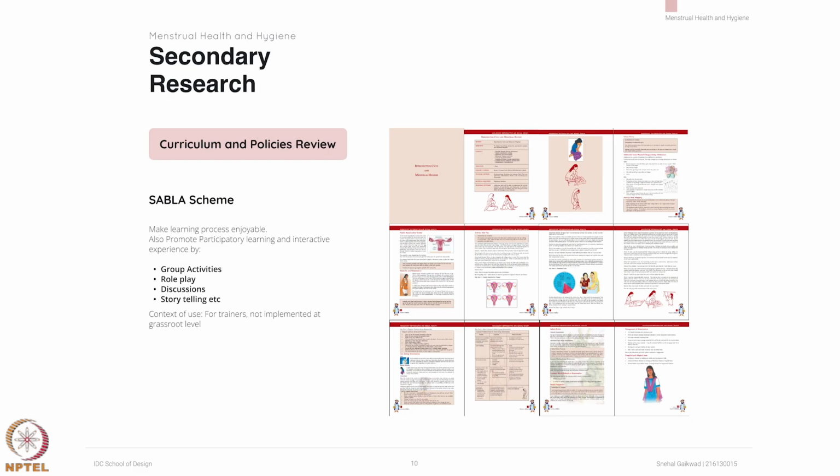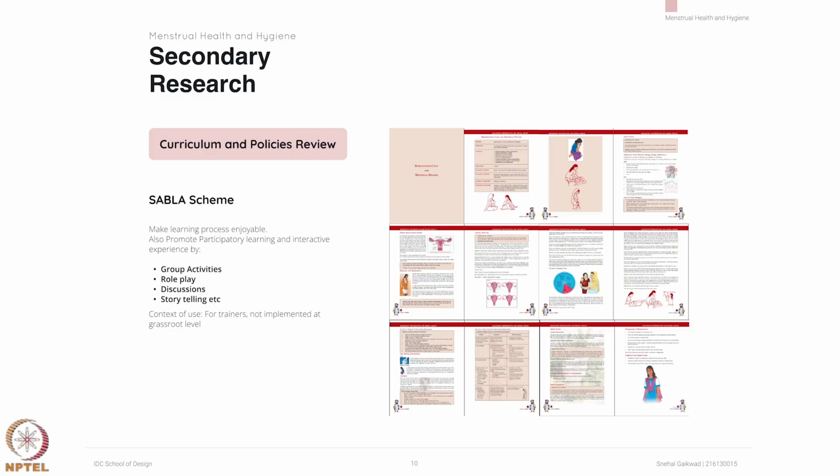Then there is the Sabla scheme that was launched by the government in 2014, which aims at making group activities and role play discussions surrounding not only menstruation but overall sexual and reproductive health. But the implementation of this policy is still in developmental stages, because the ASHA workers and the government employees themselves are not that equipped with the knowledge. Plus the training sessions provided are also not that well developed.